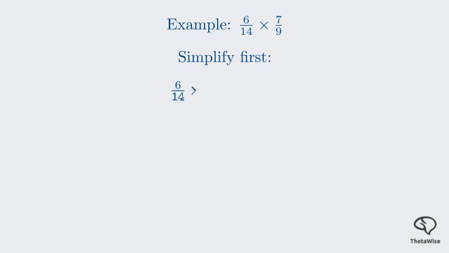Another common mistake is not simplifying before multiplying or dividing. Let's take the example of multiplying 6/14 by 7/9. You could multiply straight across to get 42 over 126 and then simplify, but there's an easier way. Look for common factors between any numerator and any denominator. Notice that 7 is a factor of both 7 and 14. We can cancel them out, leaving 1 and 2.